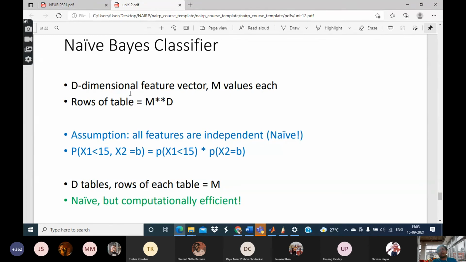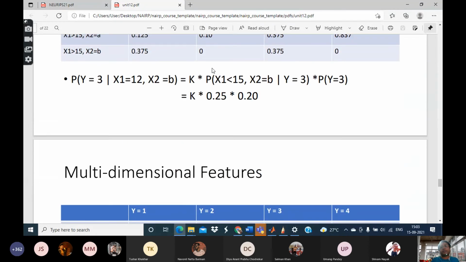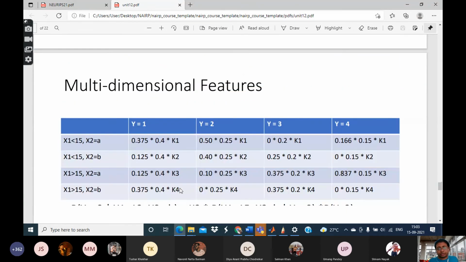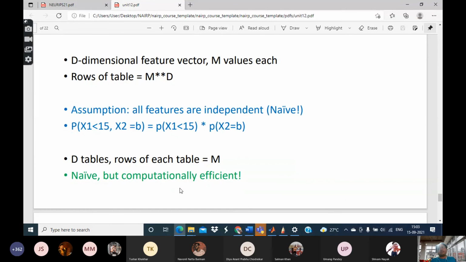So you can understand how quickly the size of this table will blow up. And as the table size blows up, the more will be the number of probability values you will have to estimate. So that will be a lot of work for you. So that's not computationally efficient. So what do we do? We make this assumption.